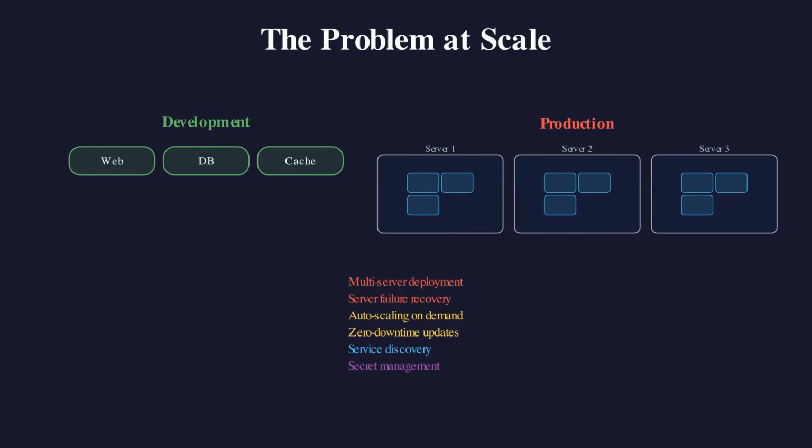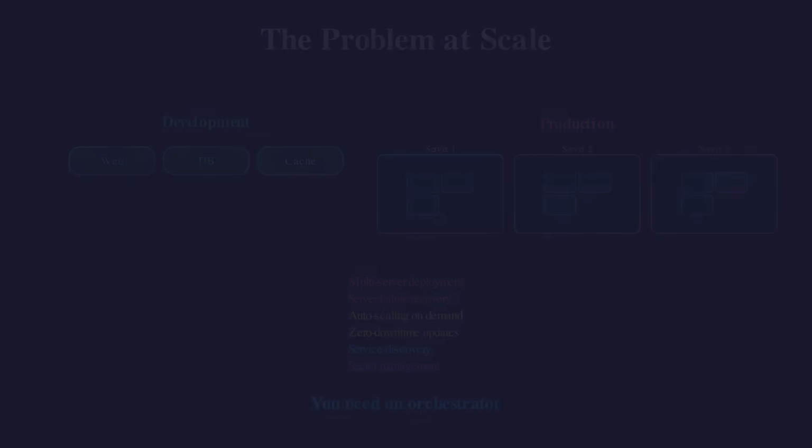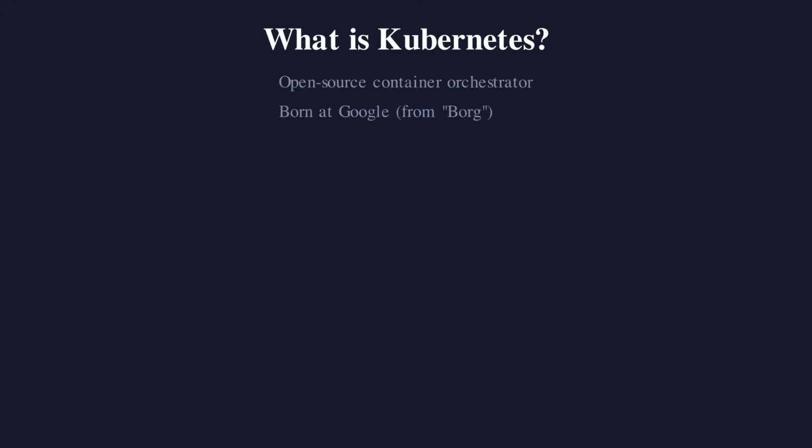You need to update your app without taking it offline. And you need load balancing, service discovery, secret management, and storage orchestration. Managing all of this manually is impossible at scale. You need an automated system, an orchestrator, that handles all of this for you. That's what Kubernetes is. Kubernetes, often shortened to K8s, is an open-source container orchestration platform originally designed by Google. Google had been running containers internally for over 15 years using a system called Borg. In 2014, they open-sourced the ideas behind Borg as Kubernetes, and it quickly became the industry standard.